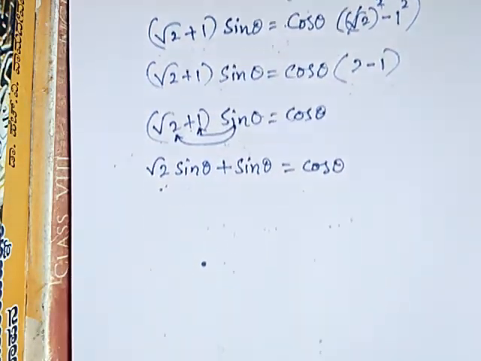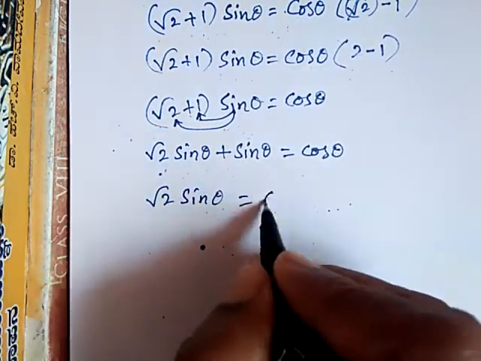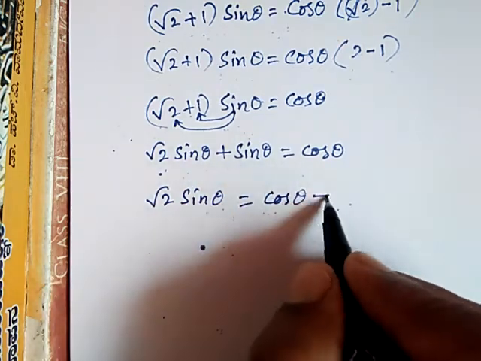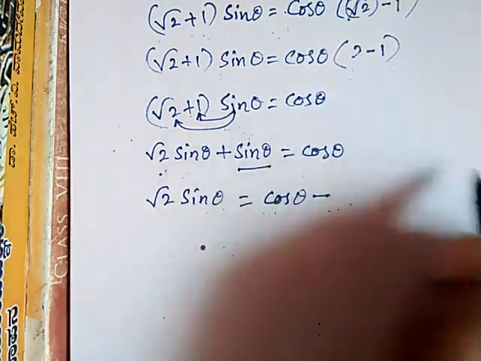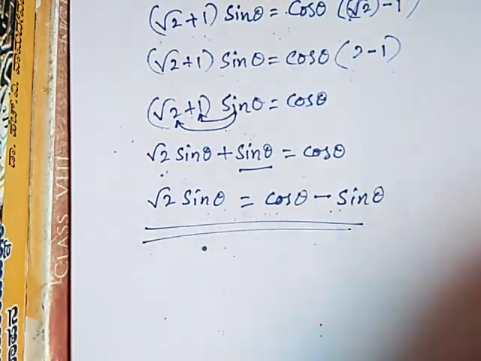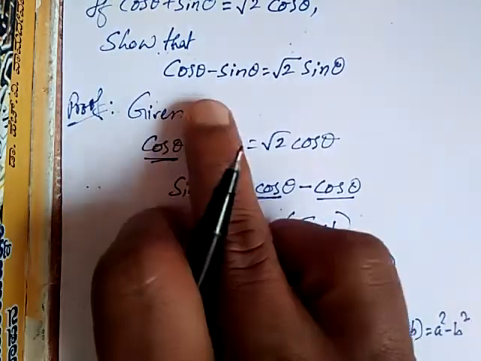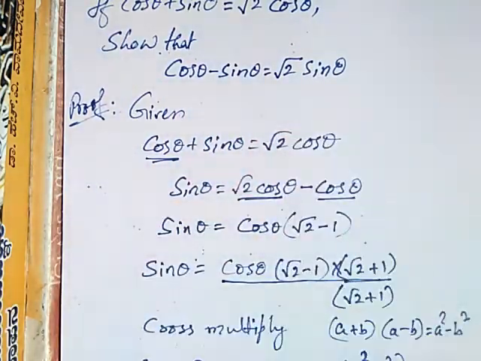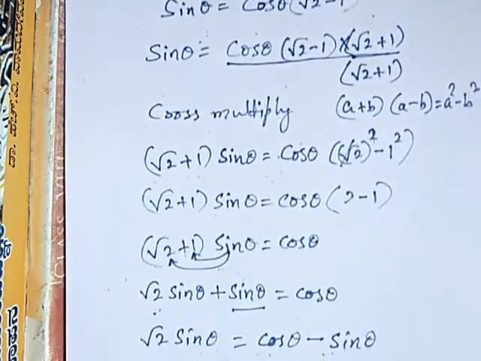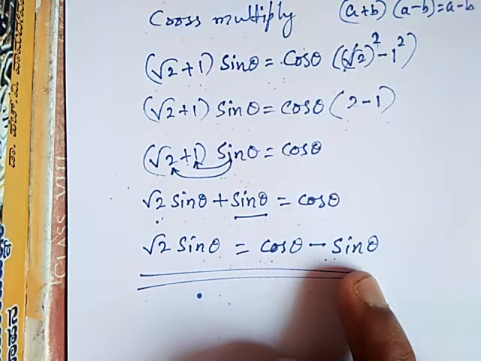Okay, but now root 2 sin theta plus sin theta is equal to cos theta. Here sin theta, if you transfer to the right hand side, what will you get? Cos theta minus sin theta. So this is the proof. So see here, show that cos theta minus sin theta is equal to root 2 sin theta. So it is the same as this, root 2 sin theta is equal to cos theta minus sin theta. Okay, we will have one more example.